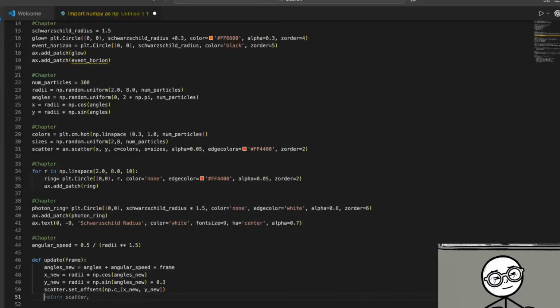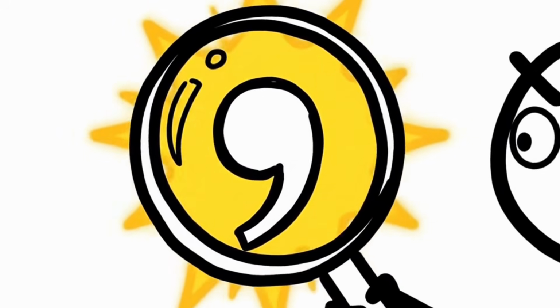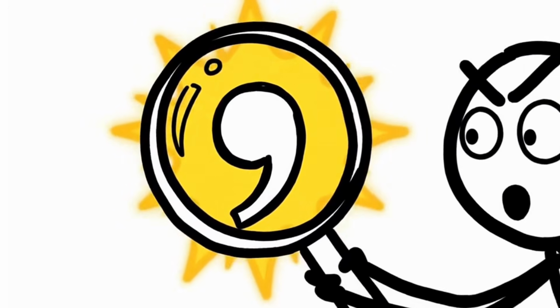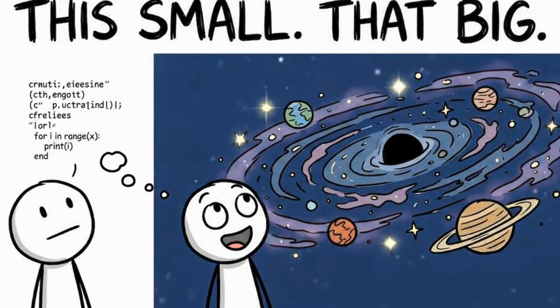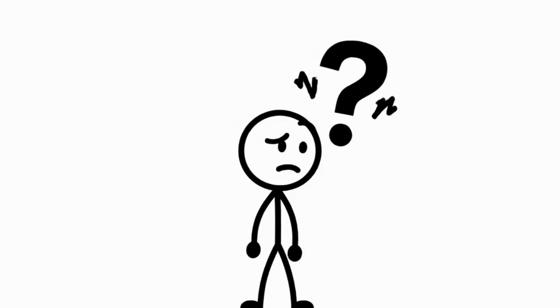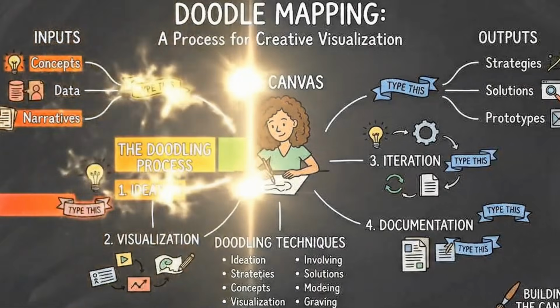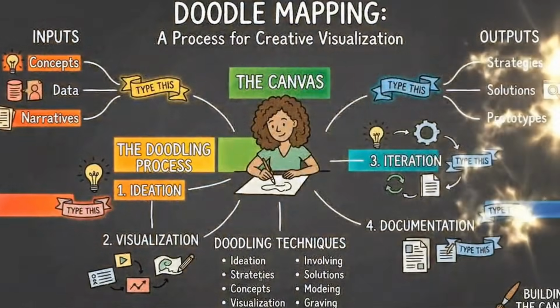Then return scatter comma. That comma after scatter is not a typo. It tells Matplotlib that the return value is a tuple, even though there is only one item in it. Leave it out and the animation breaks. Why does a single comma matter that much? Because Python is precise, and precision is what makes simulation possible.